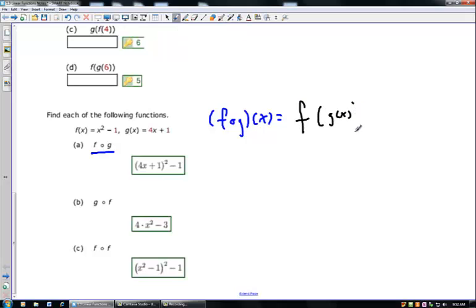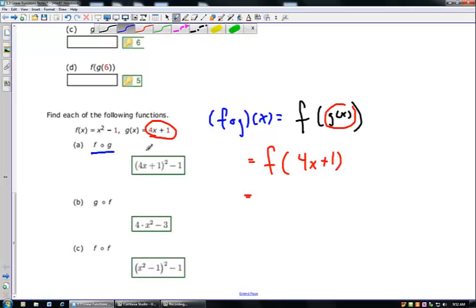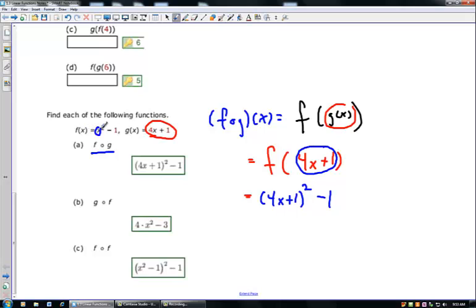So the order is the same. And what you're going to do is, wherever you see this G function, so G of X, you're going to replace it with what it's equal to, 4x plus 1. So this is equal to F of 4x plus 1. So one step at a time. And then that's equal to, now the idea is wherever you see an x, you're going to replace it with 4x plus 1. So this circle is going to be replaced by this circle. And so what you're going to get is 4x plus 1, quantity squared, and then you're going to take away 1. Because the rule for F is whatever's inside here, you square it and take away 1.